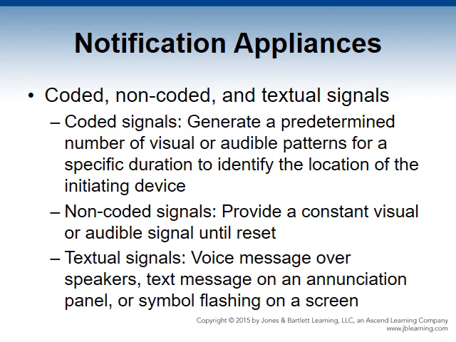Coded, non-coded, and textual signals. Coded signals generate a predetermined number of visual or audible parameters for a specific duration to identify the location of the initiating device. The initiating device is assigned a code and can be located by counting the code sounding from the audible appliance. Non-coded signals provide a constant visual or audible signal that remains active until it is reset. Textual signals may be a voice message heard from a loudspeaker, a text message on an annunciator panel, or a symbol flashing on a computer screen.